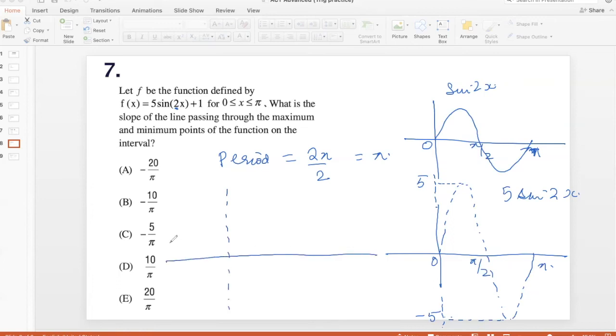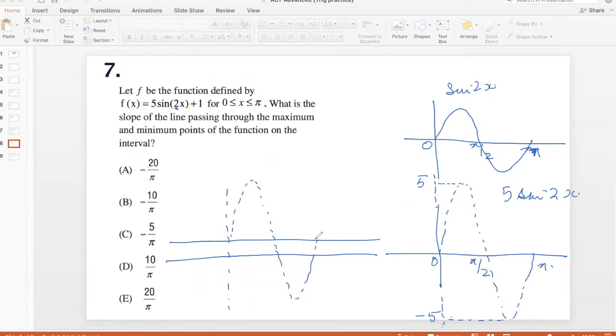So this is the line 1. I'll just clear this. So here my graph will start from, this is how it would look. The maximum point will be at 6 and the minimum point will be at negative 4, right? Because I've shifted the whole graph 1 unit up. This is the x-axis and this is the y-axis.